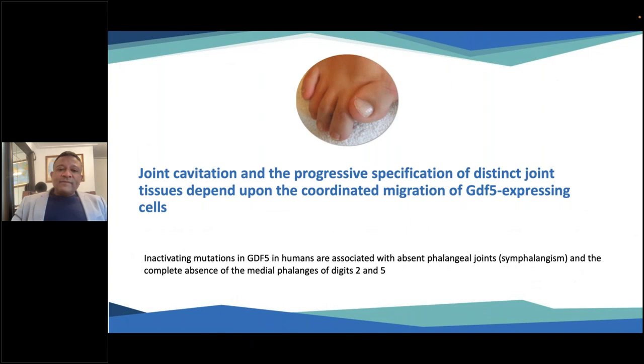So the joint cavitation and progressive specification of the joint tissues also depends very much on GDF5 expressing cells. We know that GDF5 mutations in humans result in a condition called symphalangism, where you don't get joint formation properly. So we know that GDF5 must be important in this process in FOP as well.